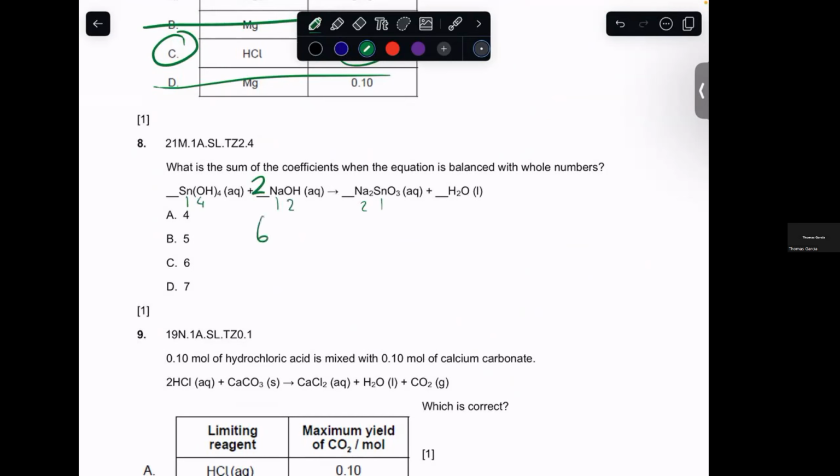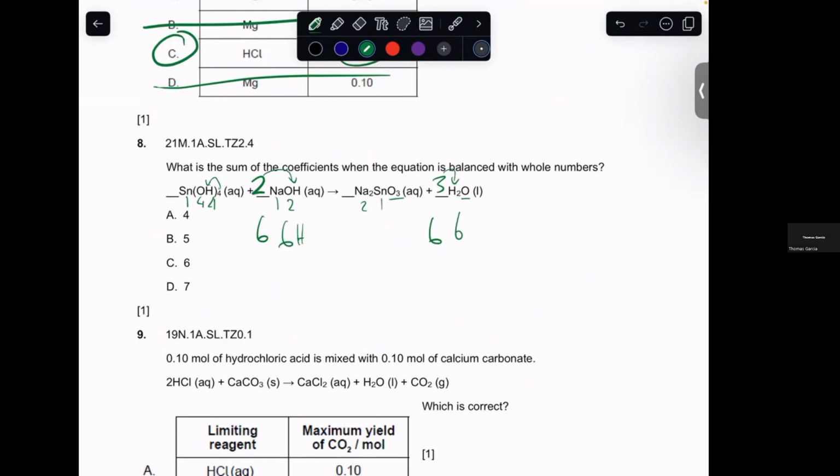That's 6 oxygens on this side. I have 3 oxygens and 1 oxygen. Ooh, I'll put a 3 actually here. So now that's a total of 6 oxygens, and we'll see if my hydrogens now balance out. I have 4 hydrogens plus 2, that's a total of 6 hydrogen. I have 3 times 2, that's a total of 6 hydrogen.